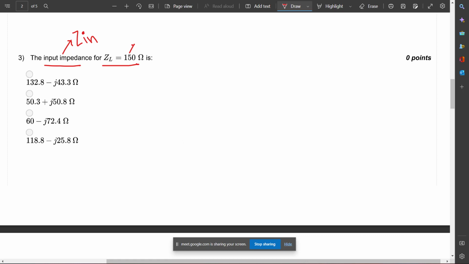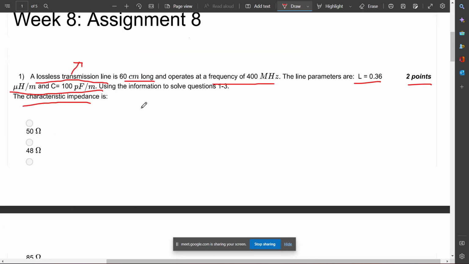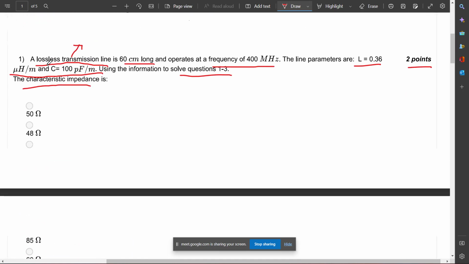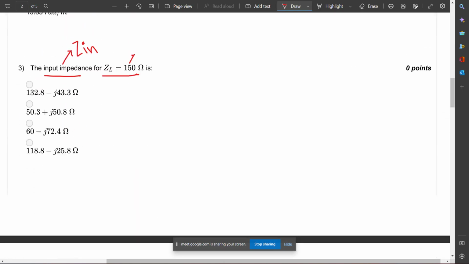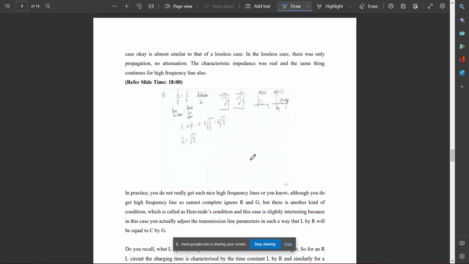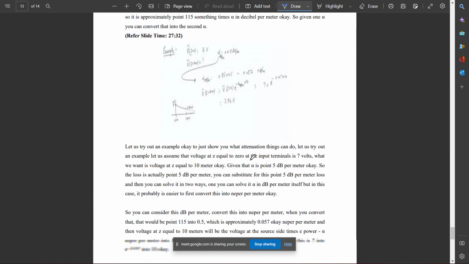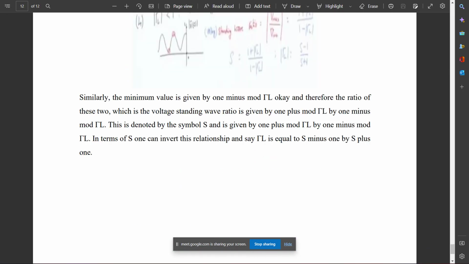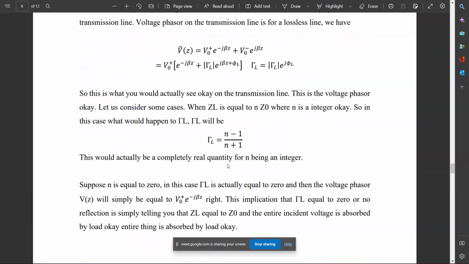Okay, no problem. Here also the lossless case is given, right? In the question, it was written that using the information, solve questions 1, 2, 3, right? So the transmission line is lossless. This you have to remember. Let's see if we have something from here that we can use, and then we will go to our solutions. Okay, let's go to assignment 60 and see if we have something.